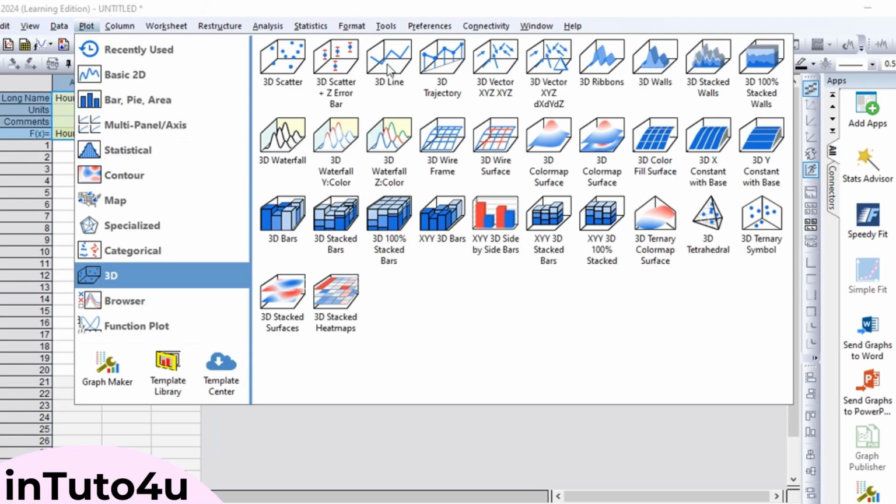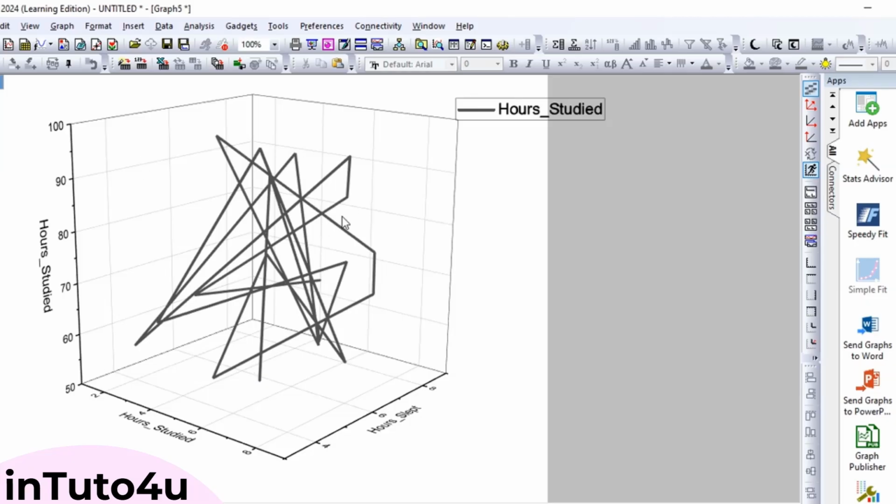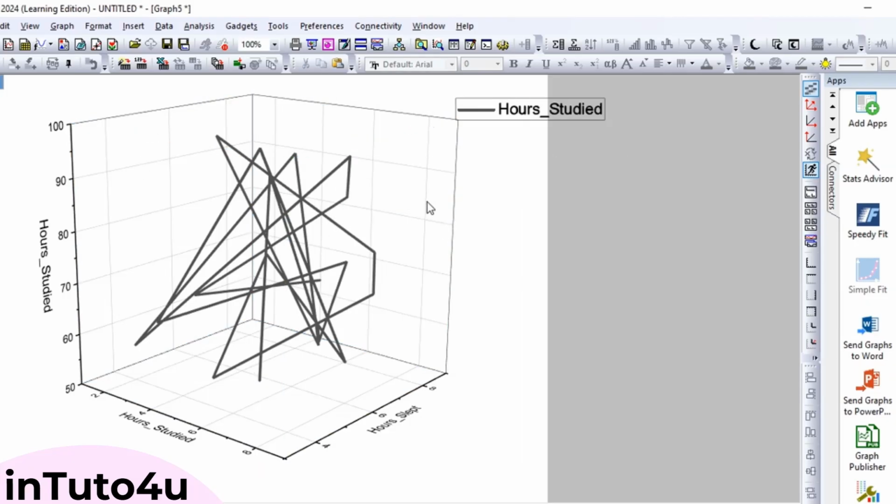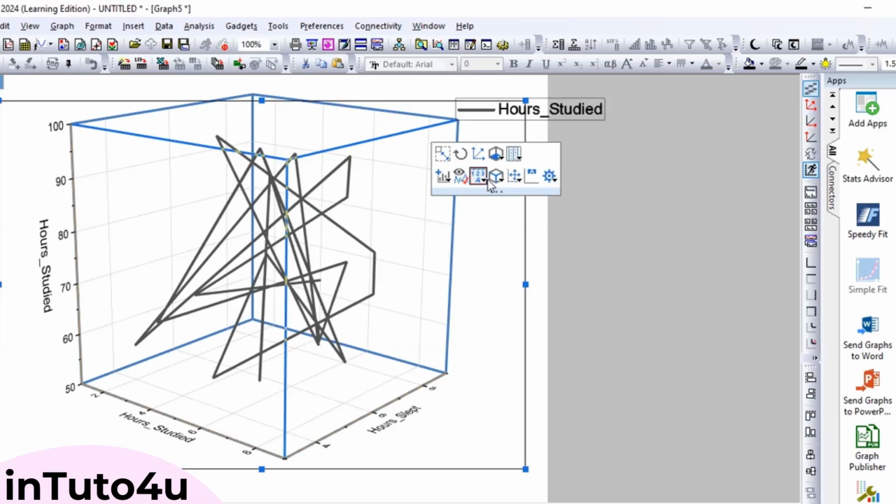3D lines are used to show trajectories, paths, and patterns that can't be explained in flat 2D graphs. For example, in science, to show a particle's motion. In business, to show growth across 3 factors. In research, to explain how one variable changes in relation to 2 others.